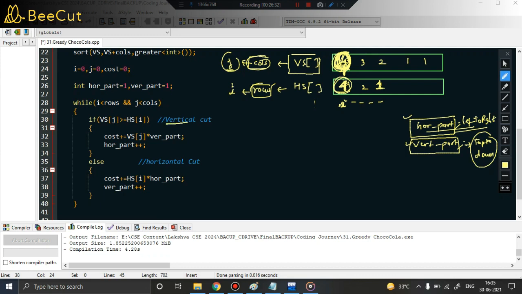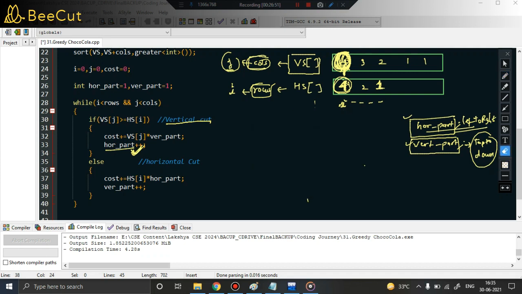Now whenever you're going to perform a vertical cut, it is obvious that the number of horizontal pieces will increase. You know that, right? Because if this is a single chocolate bar and I cut it along this, I'll be making it 2 chocolate bars along the horizontal axis. So hor part plus plus. But before incrementing hor part plus plus, what we are going to do is see something.